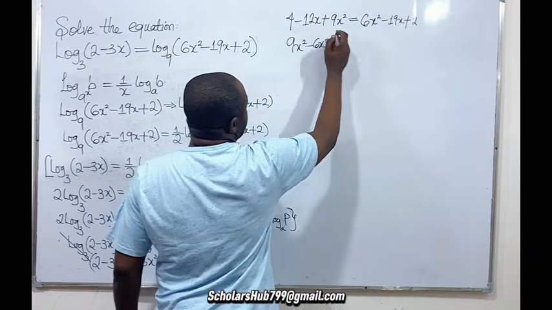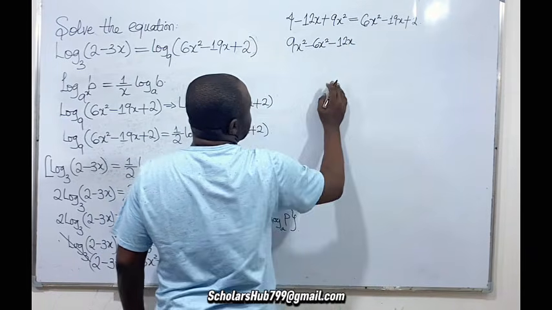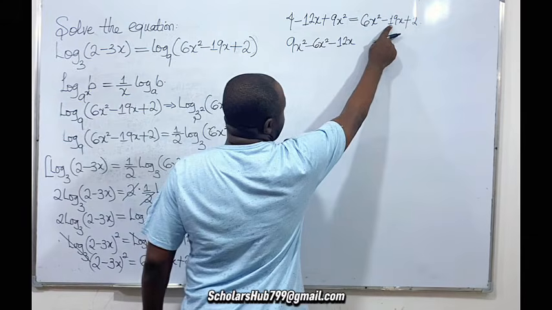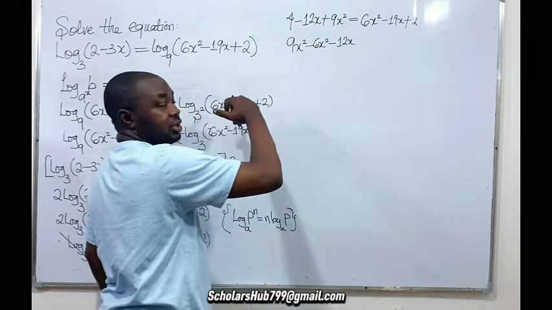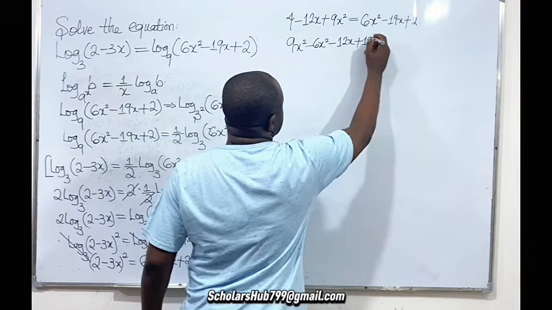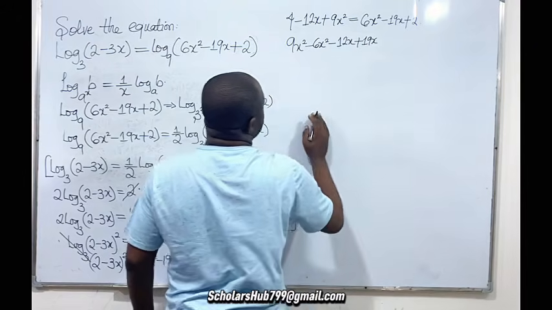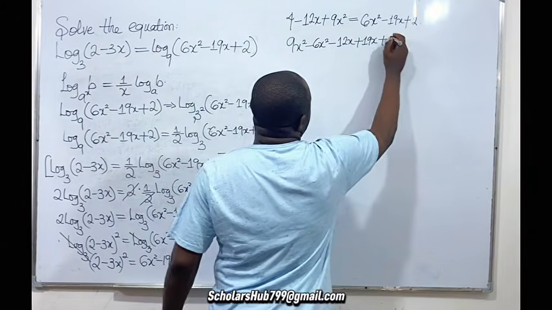Then we have −12x here. Then I'm going to carry this −19x over to the left hand side, and it will become +19x. Then also we have 4 on the left hand side.